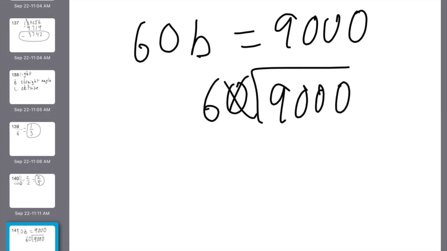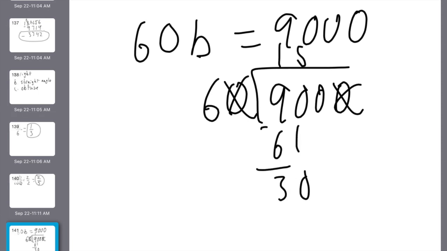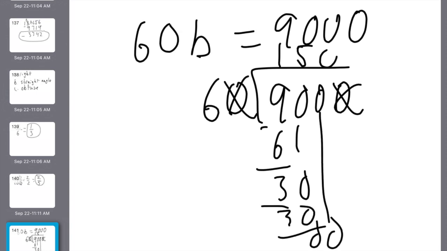I want to make the division easier by chopping a 0. If both the divisor and the dividend have a 0, you can chop them off. So 6 goes into 9 once. 6, subtract 3, bring down 30. 5 is a 30. 0, bring down the last 0, goes in there 0 times. So my answer is 150 bushels.